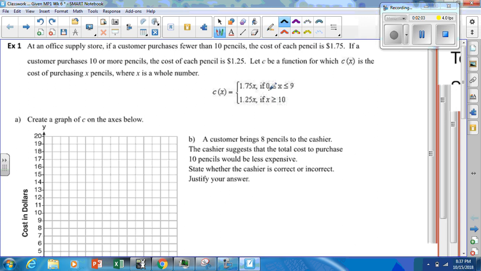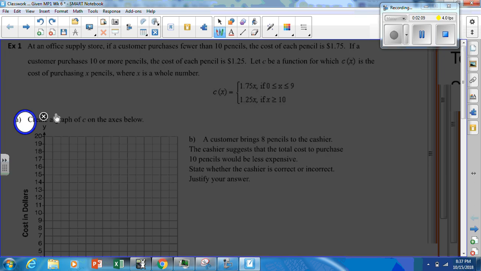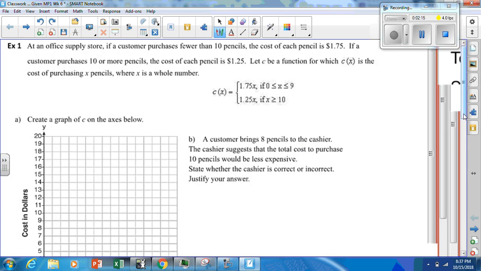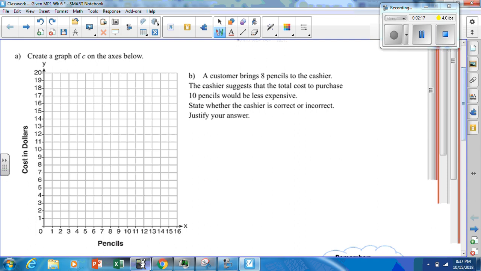So A is asking us to create a graph of C on the axis below. So what does that mean? That means that my X, my domain, is going to be my pencils. My Y, my range, is going to be the cost.